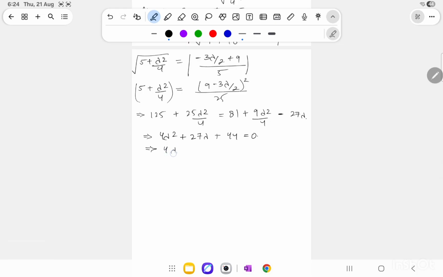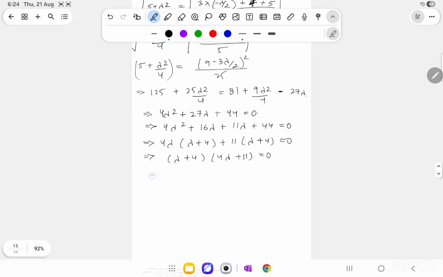which is basically equal to 4 lambda square plus 16 lambda plus 11 lambda plus 44 equals 0. So if I take 4 lambda common, I'll get lambda plus 4 plus 11 into lambda plus 4 equals 0, which is basically 4 lambda plus 11 equals 0. So from here I got my lambda as minus 4, comma, minus 11 by 4.